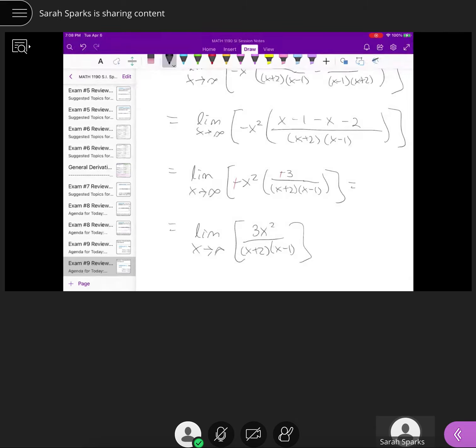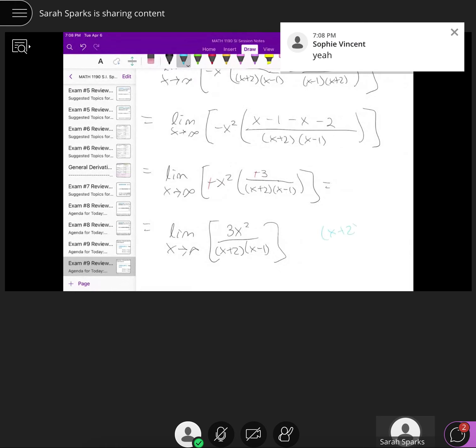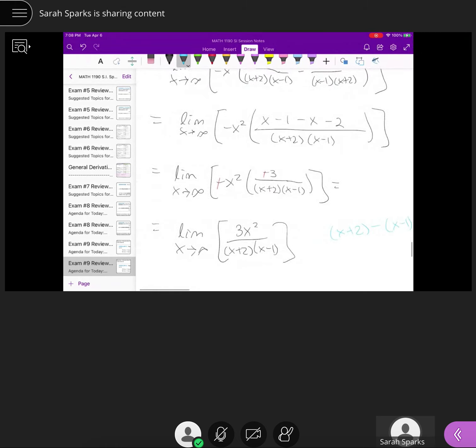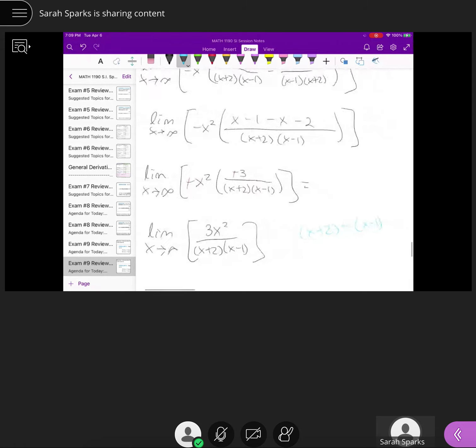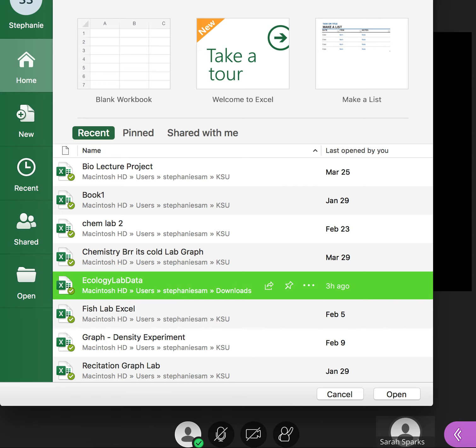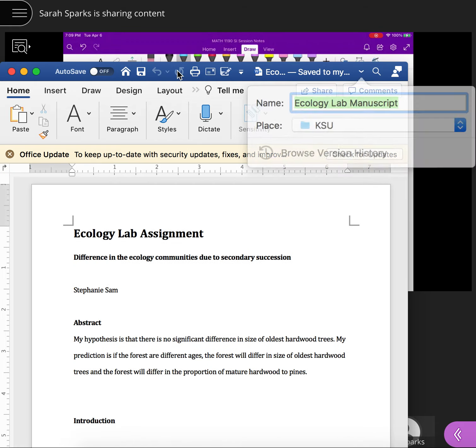How would you rearrange it if it was subtraction without a log? So if it was just x plus 2 minus x minus 1? Oh, so hard. If we were trying to take the derivative of it, we would first just simplify it. So we would get x minus x plus 2 plus 1 equals 3. So we just simplify that top to equal 3. You would just simplify like normal.